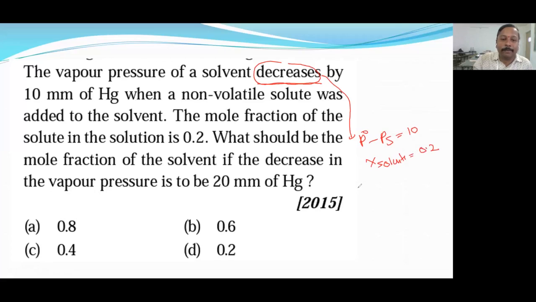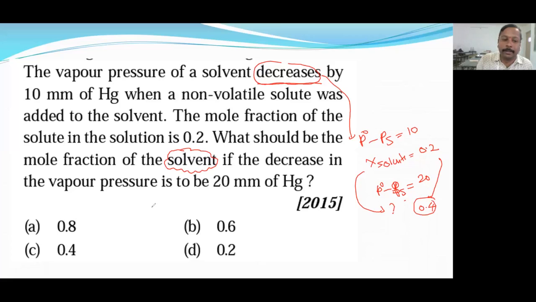What should be the mole fraction of solvent to decrease P naught minus PS equal to 20? Then what is the mole fraction of solute? This is a wonderful, tricky, dangerous question. Here they have given you a lollipop in the form of the mole fraction of solvent. Here you will get the mole fraction of solute. So the mole fraction of solute will be 0.4.